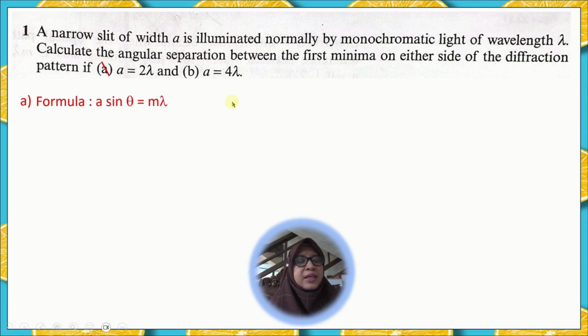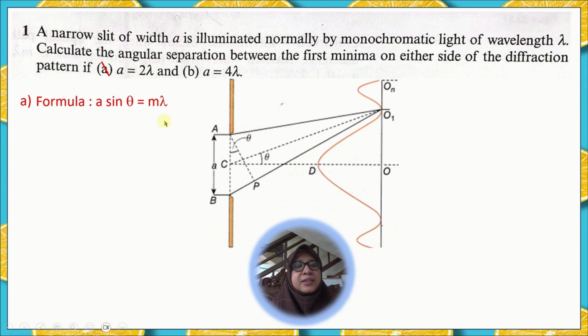Okay, for both questions, the formula we're going to use is a sin theta equals m lambda. So a is the separation of the slit, lambda is the wavelength of the light, and theta is the angular separation. So we are going to find the angular separation theta.